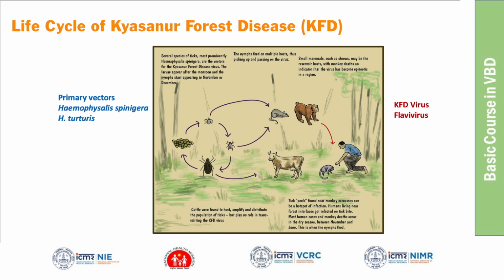The cattle help in maintenance of the tick population, the adult tick population, and these ticks would produce eggs, as I mentioned, in the foliage, and this cycle would continue. The primary vector species is Haemaphysalis spinigera, and Haemaphysalis tertius is the secondary vector known. It's a flavivirus, and it is an expanding and emerging disease.